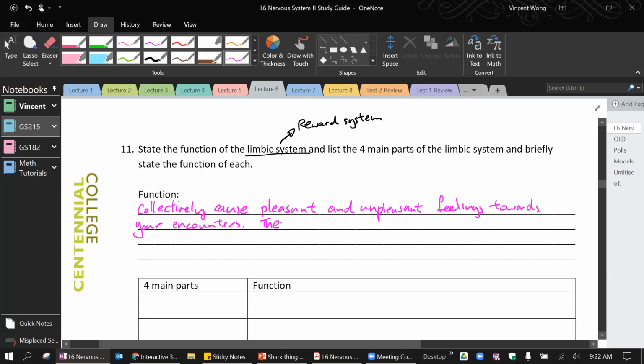Okay, and then what happens is the limbic system uses these memories to guide a person's behavior that will increase the chance of survival. Okay.